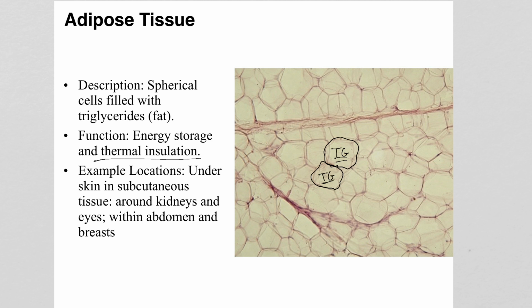In adults, these cells don't divide. It's very hard to divide with that giant blob of triglyceride inside. And so each cell shrinks or expands, but you don't really divide and get new cells after childhood.